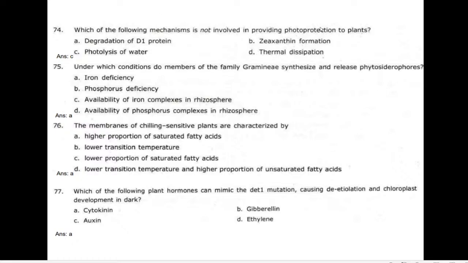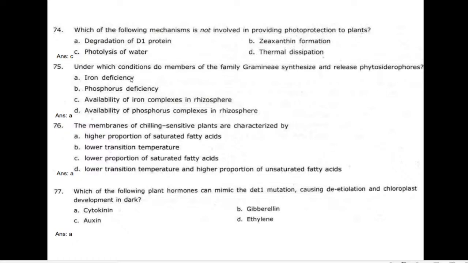Okay, which will give the protection? Degradation of D1 protein, zeaxanthin formation, thermal dissipation. These are all involved in the photoprotection of plants.